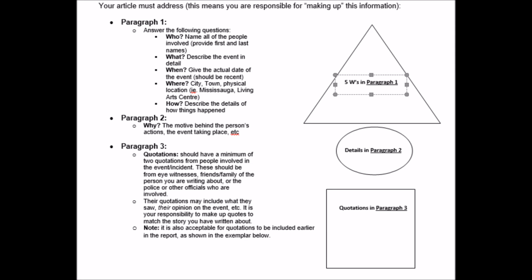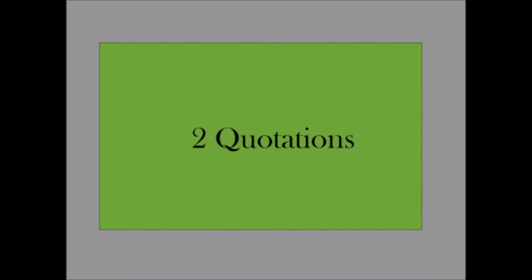And finally, we get to paragraph 3. And why is it a square? Because we're squaring out the details. We're wrapping it up. So in the square, you must have 2 quotations. And this must come from 2 different people. 2 people that witnessed the event.